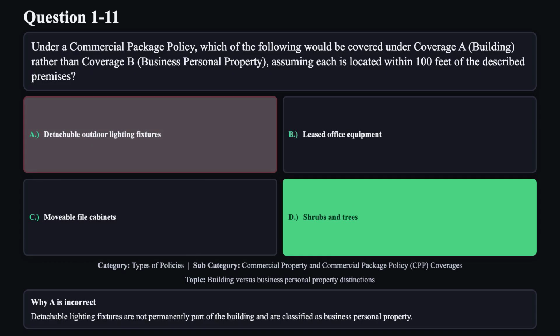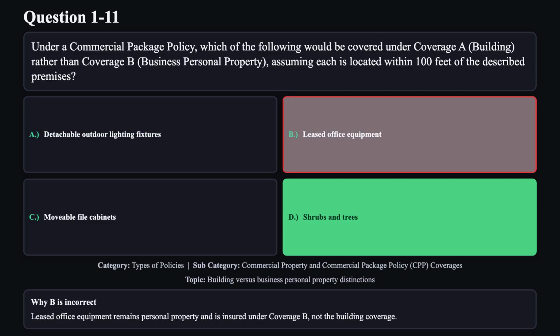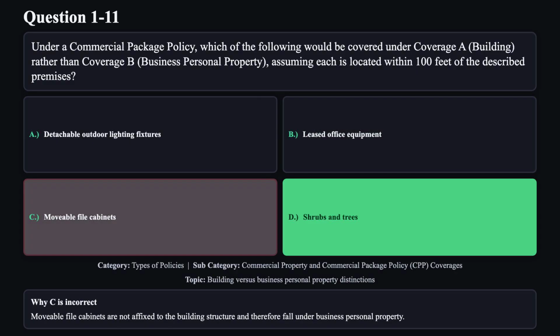Reason A is not correct. Detachable lighting fixtures are not permanently part of the building and are classified as business personal property. Reason B is not correct. Leased office equipment remains personal property and is insured under Coverage B, not the building coverage. Reason C is not correct. Movable file cabinets are not affixed to the building structure and therefore fall under business personal property.